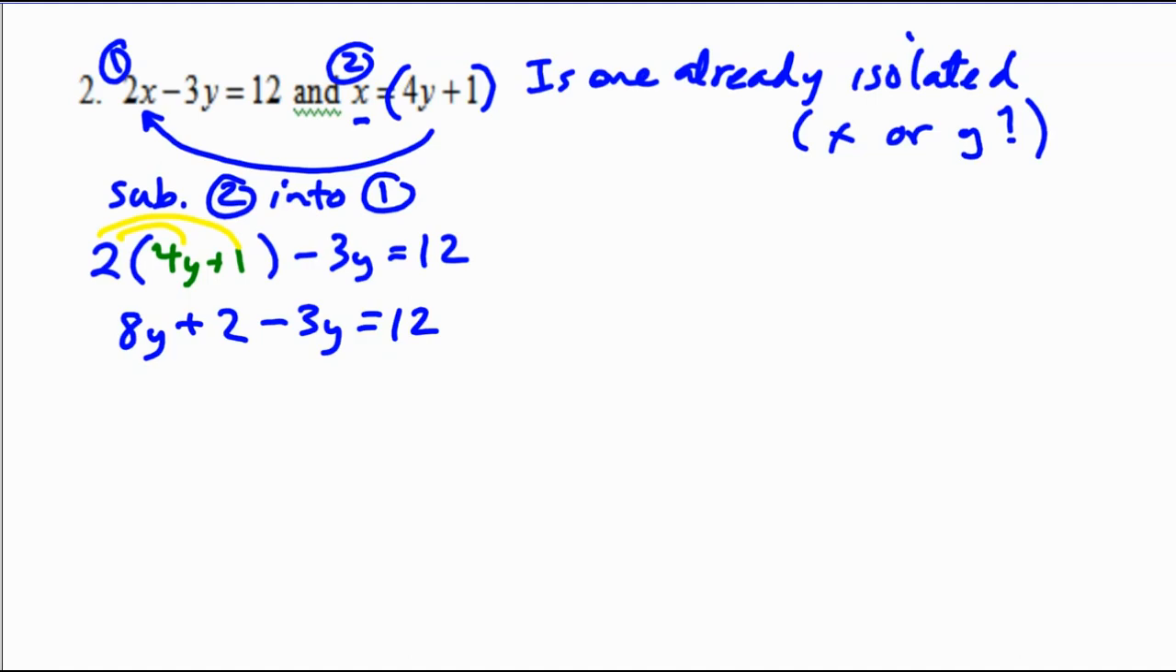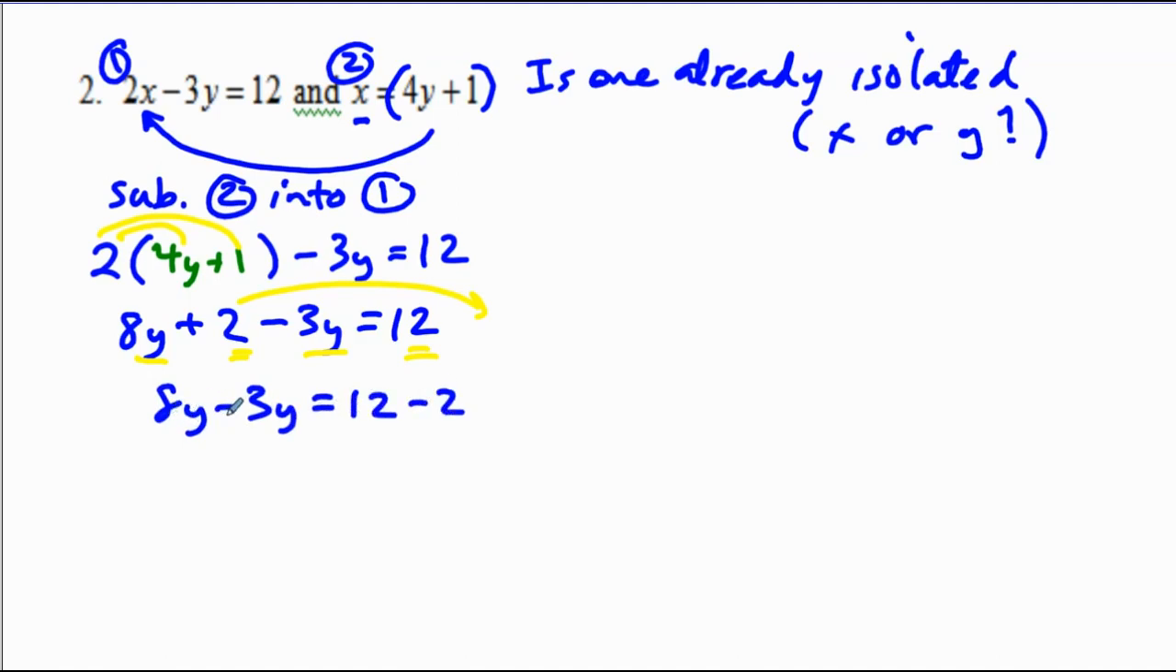So see what this has done? From our original number 2, we've gotten rid of the x. We can't ever solve these if we have an x and a y term. They can't combine. So here we've gotten rid of the x, and now we have just like terms. Just like we did when we were collecting like terms, we want to collect the y's. So that means I want to move the 2 over and get it out of the way. So 8y minus 3y equals 12 minus 2.